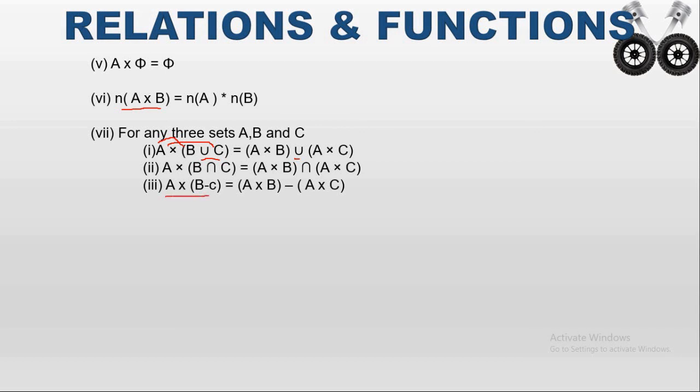Next one is A cross (B minus C). Here A is distributed to B as well as A is distributed to C. What is the operator presented in between B and C? That is the minus sign. So you have to write here the minus. So A cross B minus A cross C.